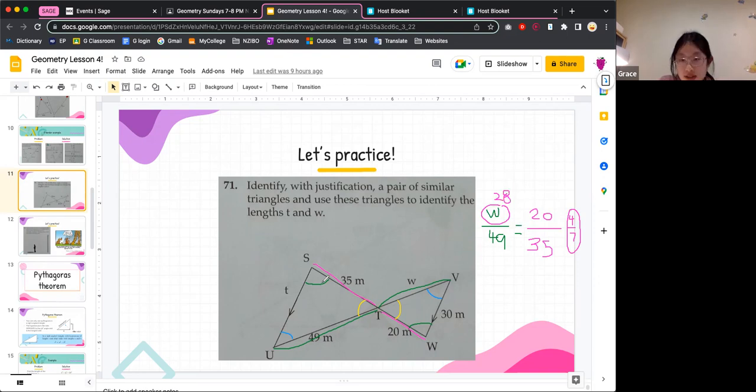And then if you do the same with t, so 30 over t. And remember when you're doing these ratios to be consistent about which sides you're putting on the top. So for my one, on the top, I've always got the smaller triangle. So W is from the smaller triangle, so it goes on the top. And then 49 is from the other triangle, so it goes on the bottom. And here I've got 30, which is from the smaller triangle, and T from the big one. So 30 on top, T on the bottom, equals 4/7.